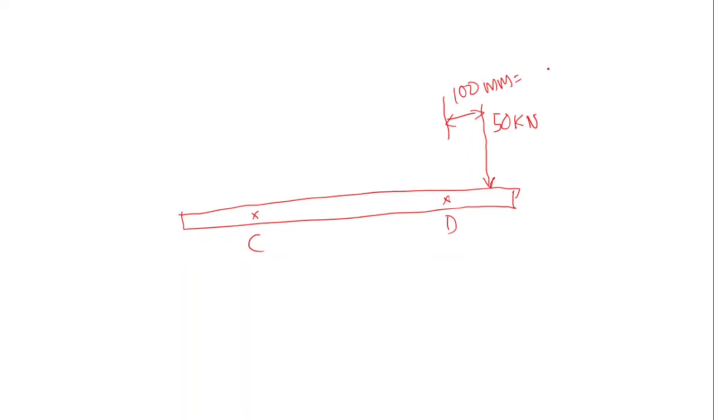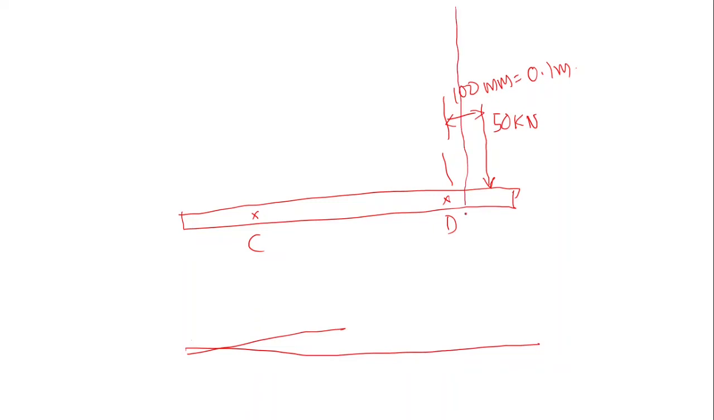100 mm is equal to 10 centimeter, that is equal to 0.1 meter. This distance is equal to 0.1 meter. Then, while calculating the bending moment, we consider this particular cross section as xx, and this small distance as x, then the bending moment on the right hand side of point D.